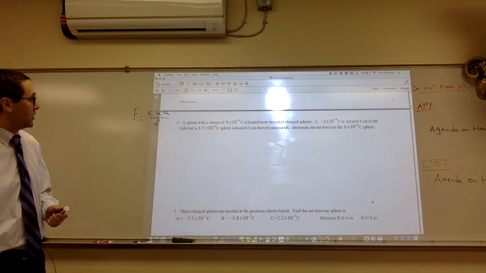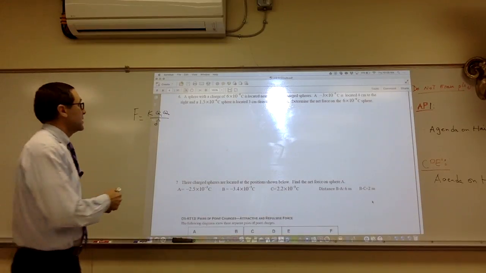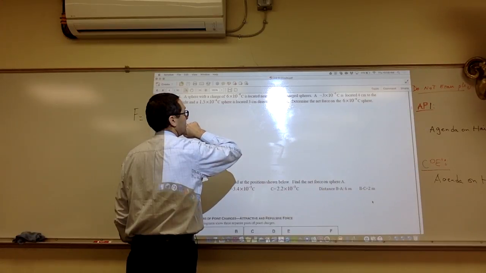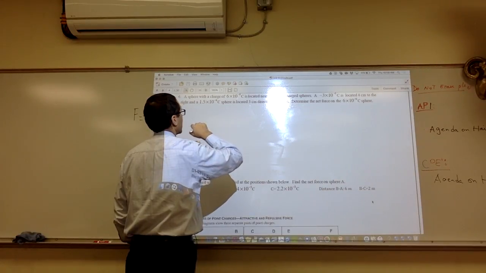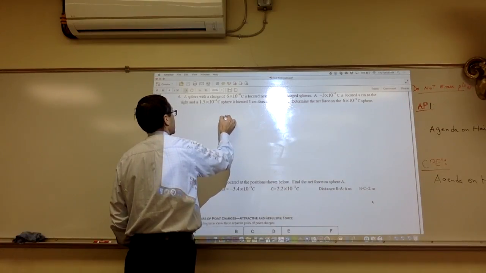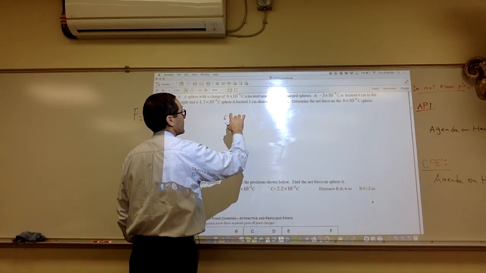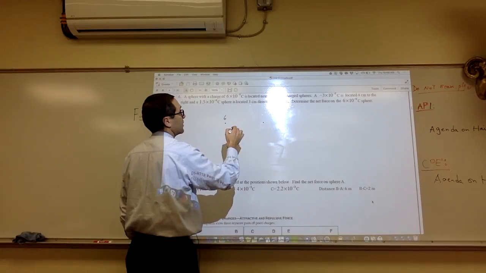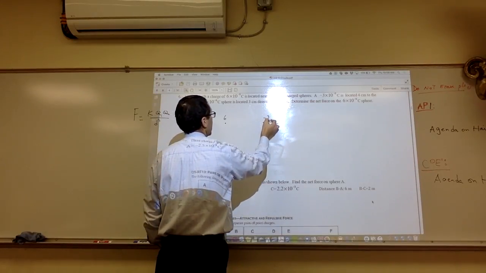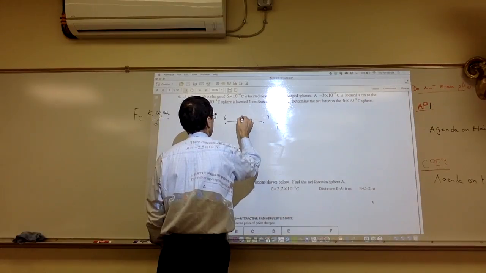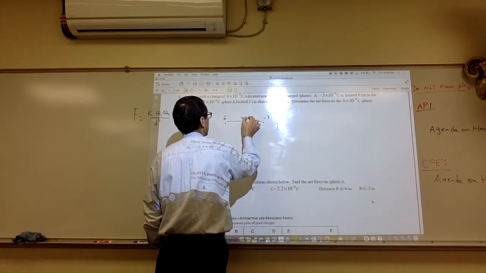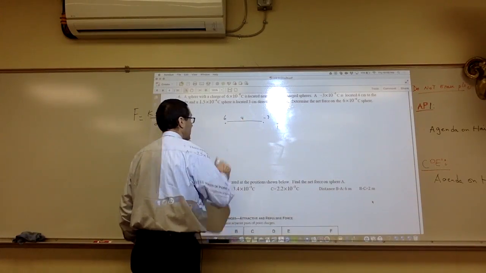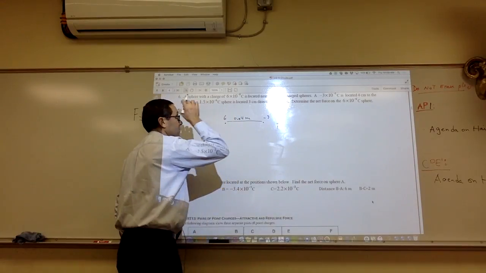Okay, so let's go to the next page, looking at number 6. A sphere with a charge of 6 times 10 to the negative 6 is located here. So here is the 6, and this is the negative 3. The distance here is 4 centimeters, 0.04 meters. Let me change that now so we don't make a mistake later. 0.04 meters.